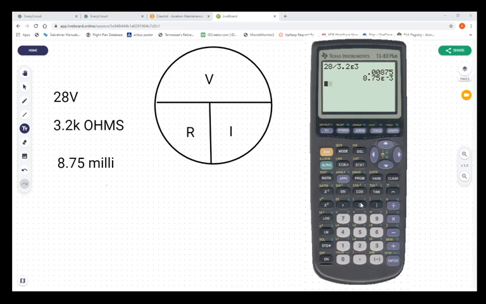That's what happens when we're doing live TV, guys. We'll go back. Won't take but a second. 3.2 K multiplied by 8.75, second function, double E for engineering mode, -3, because that corresponds to milli. Close that parenthesis. And look, we got our 28 volts back.